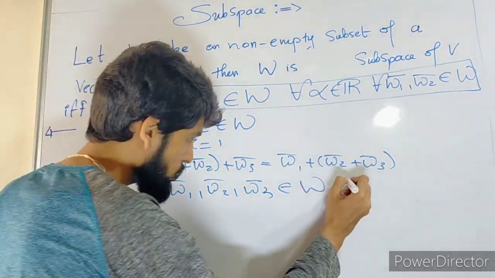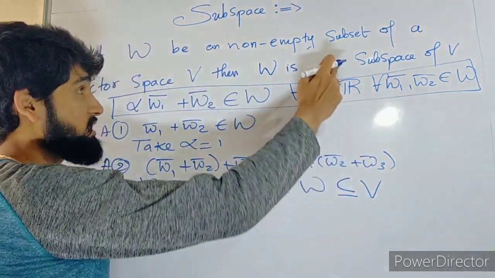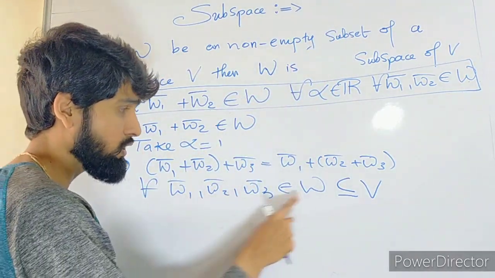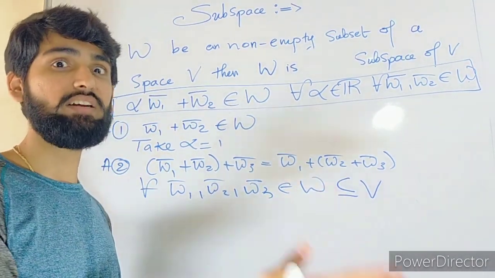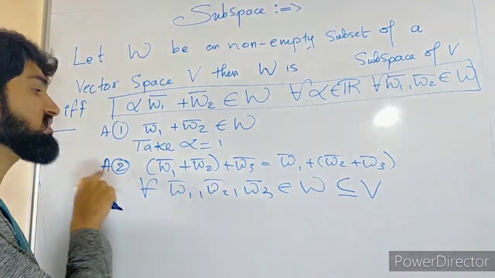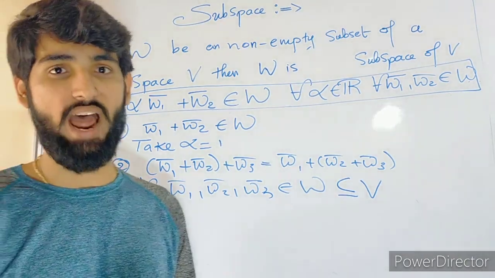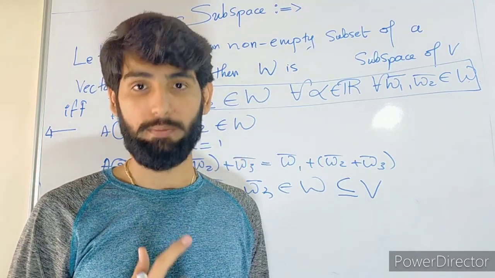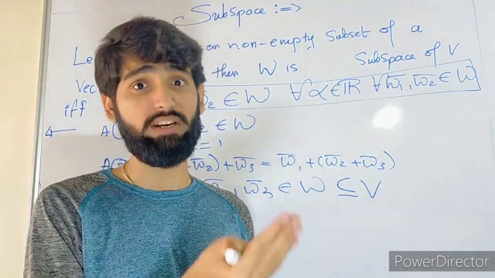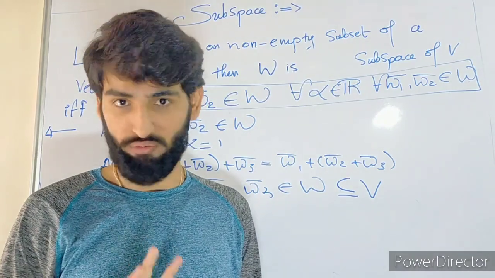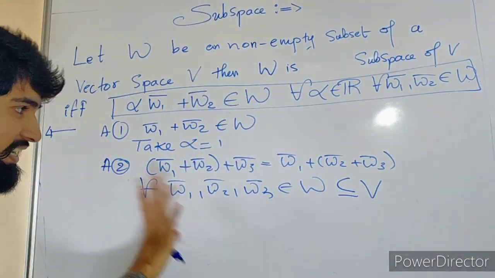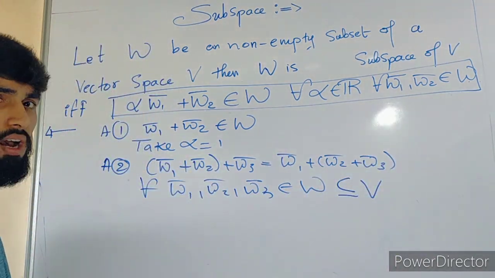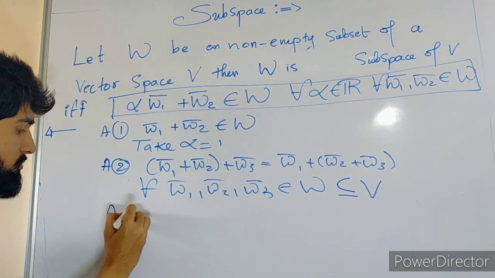Every element of W is an element of V because W is a subset. Hence, I know that W1, W2, W3 are elements of V. Hence, they satisfy all the conditions. Hence, they satisfy this A2 also. So, we can say that this associativity is nothing but inherited from V. W is getting the associativity by inheritance from V. We can use that word, right? So the second condition is also satisfied, since every element of W is inside V, it will satisfy associativity.